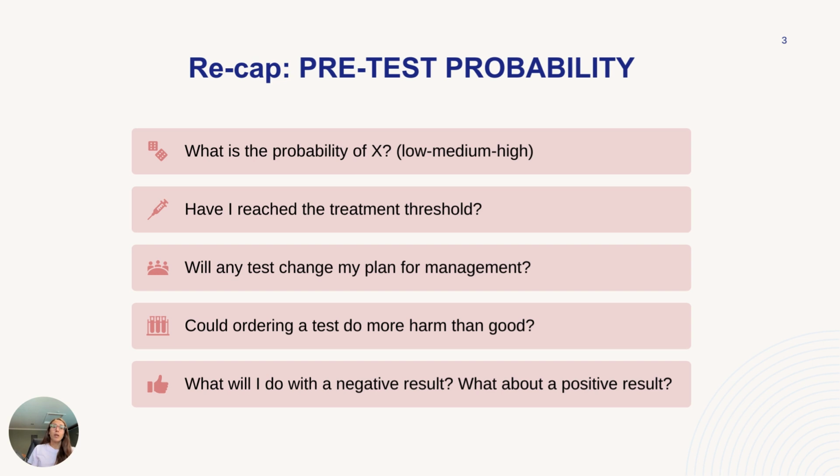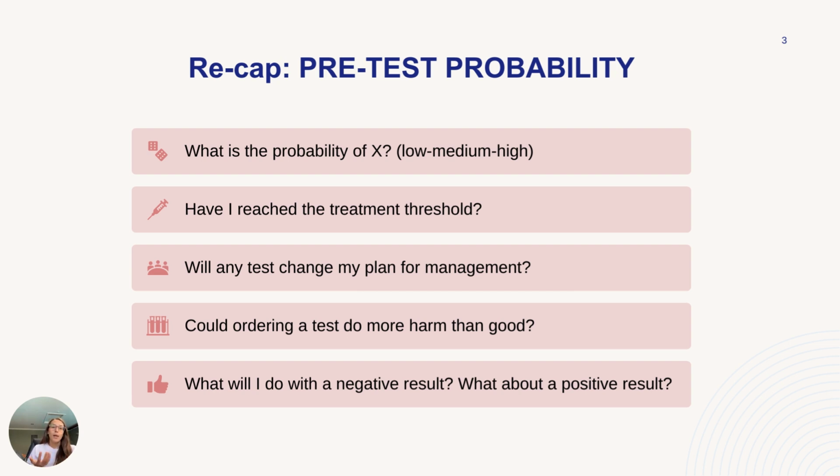Second, you're asking yourself, have I reached the treatment threshold? If you haven't, you know you need to do more testing. If you have, then chances are you can pause and treat the patient and see if it works. Third, we're going to ask, will any test actually change my plan for management? If it won't, again, you can stop and pause. Will that test help anything? If the answer is no, then continue to treatment. If the test will change your management plan, then go ahead and initiate that.